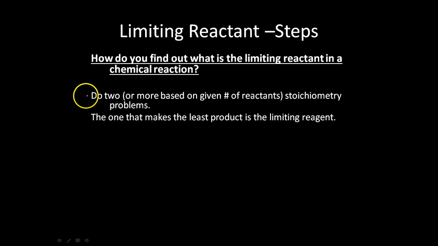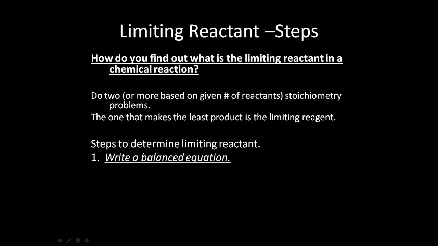So first off, do stoichiometry problems based on the given amount of each reactant. You start with one of the reactants, and then you convert that reactant into the total amount of a product that you can make with that amount. You do that for all of the other reactants, and the one that makes the least amount of product is your limiting reagent. So going step by step.